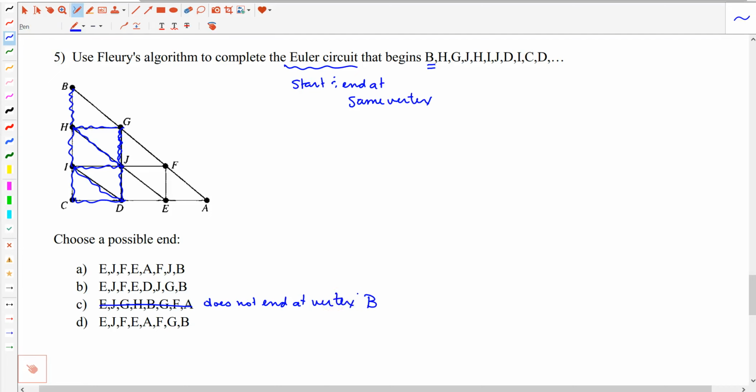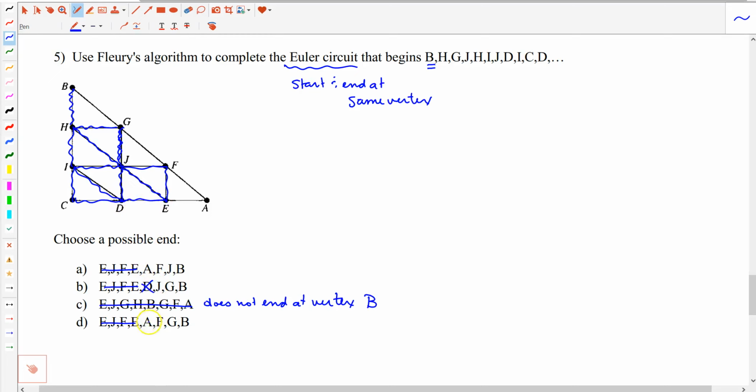Alright, so for these other ones, they all look the same at the start, E, J, F, E. So I'm going to go ahead and cross those out because that's not going to tell me which one of these is correct. From D, we're going to go to E, then to J, then to F, then to E. So here's where they differ. This one says go to D next. I can't do that, I've already used that edge. So this one's no good.